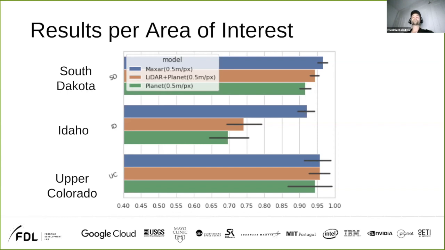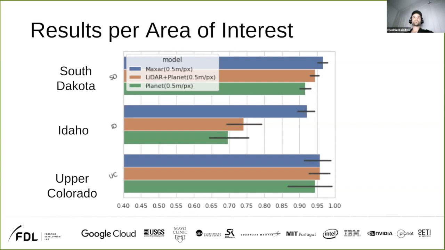So they're just easier to the eye, so to speak, right? South Dakota is very easy to the eye. It's a very pretty land, relatively flat. It's not very challenging from a remote sensing perspective and from a computer vision perspective. So what we see is that all models are relatively high performing, but within the area you can also see the same kind of ordering: Maxar is the best one, LiDAR plus Planet is the second best, and Planet is the third.